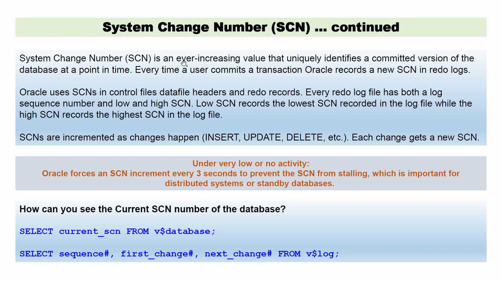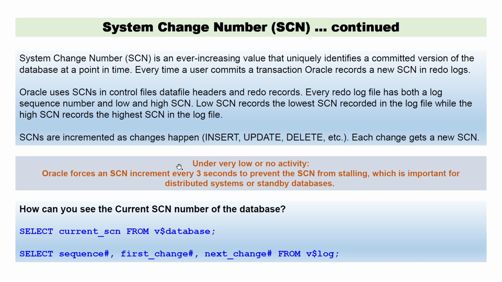So system change number is an ever increasing value that uniquely identifies a committed version of the database at a point in time. Every time a user commits a transaction, Oracle records a new SCN in the redo logs. Oracle uses SCN in control files, data file headers, and redo logs. Every redo log file has both a log sequence number and a low and high SCN. Low SCN records the lowest SCN recorded in the log file, while the high SCN records the highest SCN in the log file. SCNs are incremented as changes happen: insert, update, delete, etc. Each change gets a new SCN.